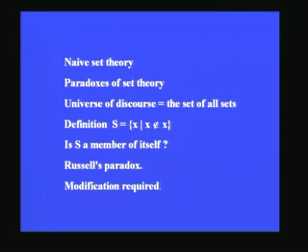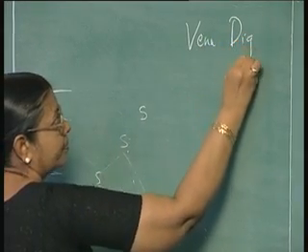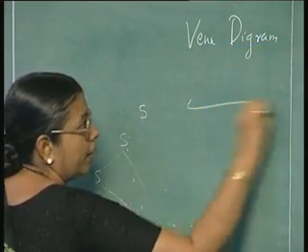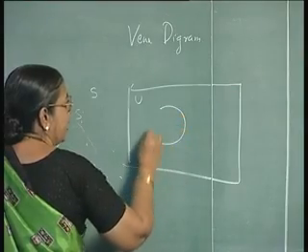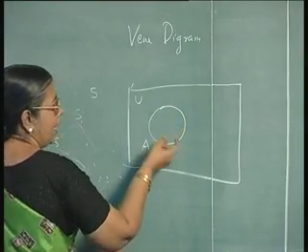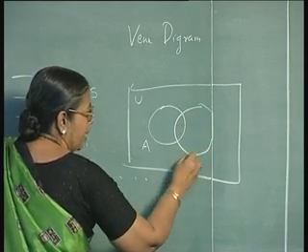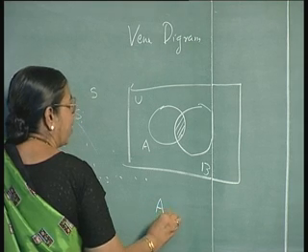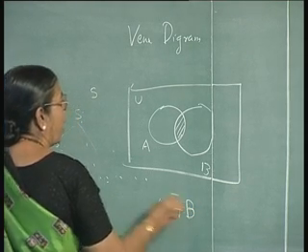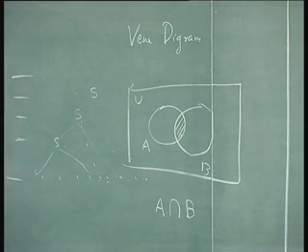Now, sets are denoted by what is known as Venn diagram. The universal set is denoted like this. A set A may be denoted like this, another set B may be denoted like this. This portion will denote the set of elements common to A and B, or it denotes A intersection B. Like that we can represent sets by means of Venn diagram.